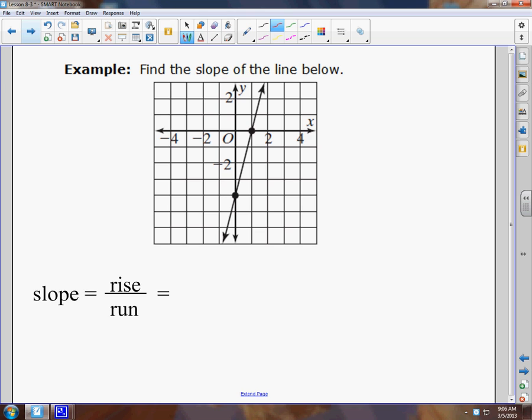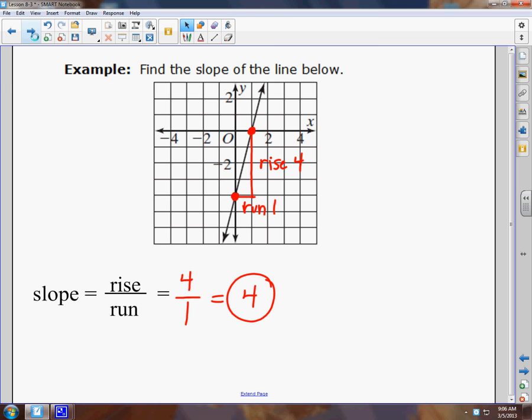Okay, so I pick my 2 points that I want to get to. I go from one point to the other. So this means I'm going to run over 1, and I'm going to rise up 1, 2, 3, 4. So I'm going to rise 4 and run 1. So if I have rise as 4, my run is 1, so my slope is 4. It's positive because as I look at it, if I start on the left and I go over, it's going up. So that means it has a positive slope.